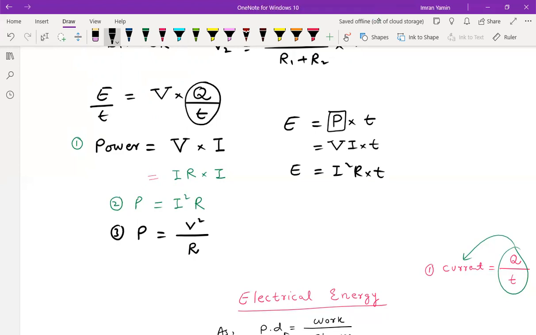And the basic formula of power is voltage into current. The unit of electrical power is watts or kilowatts, but the commercial unit of electrical energy is kilowatt hour. And usually we convert power into kilowatts and time into hours, and then we can calculate kilowatt hour. And if you are given the cost of 1 kilowatt hour, then we can calculate the cost for any given kilowatt hours.